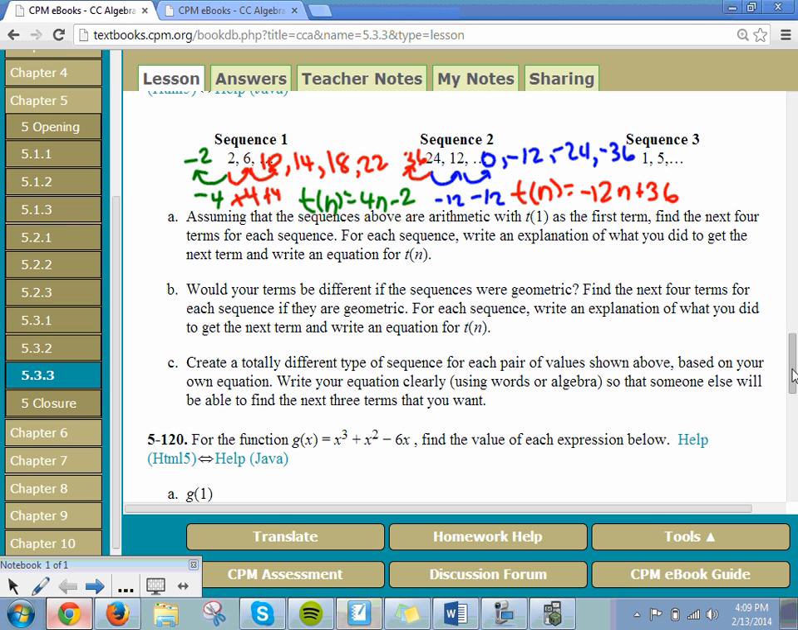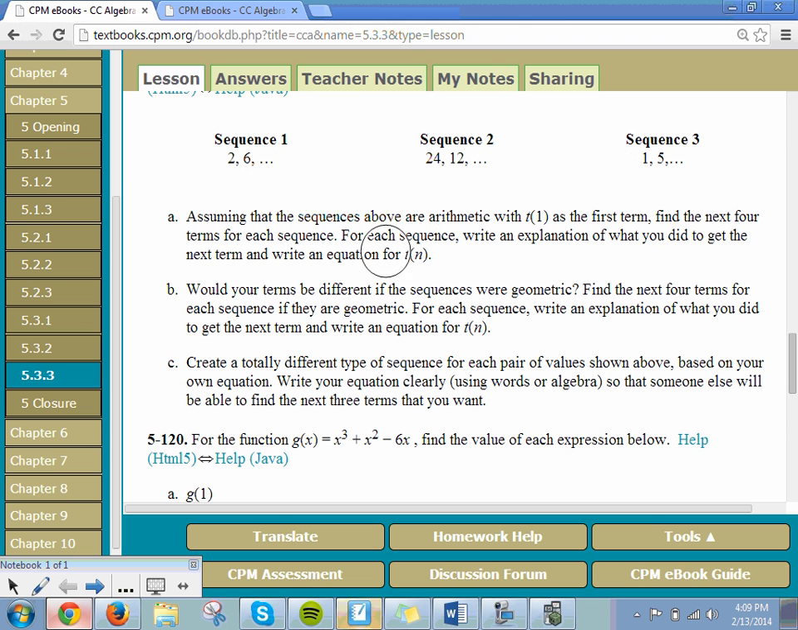And then lastly, in sequence 3, we're adding 4 each time. So my next ones will be 9, 13, 17, 21. To create the equation, I'll need to find my 0 term by subtracting 4, which will give me -3. So t of n will be equal to 4n minus 3.